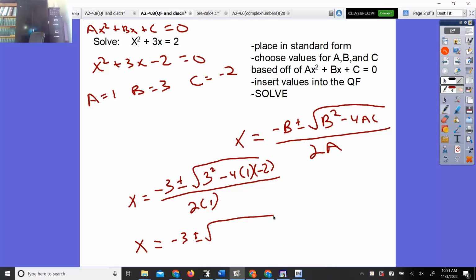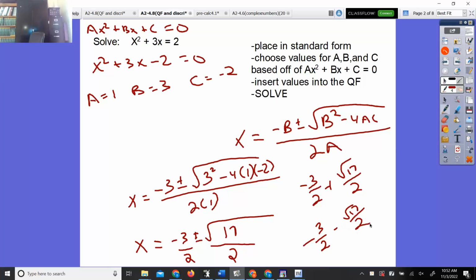What's in it? 9 minus 8 is a 1. Actually, you have a negative times negative 8, so 9 plus 8. 17. Both pieces over 2. I actually break it apart right here. Are both pieces over 2? Yeah, they are. I always break it apart right there. That's just how I do it. So one answer is negative 3/2 plus the root of 17 over 2. The other answer is negative 3/2 minus the root of 17 over 2.